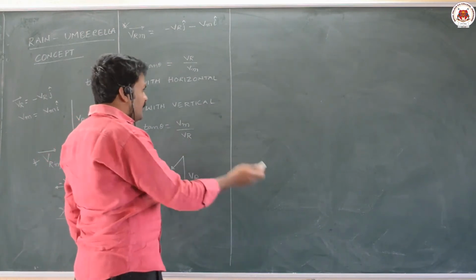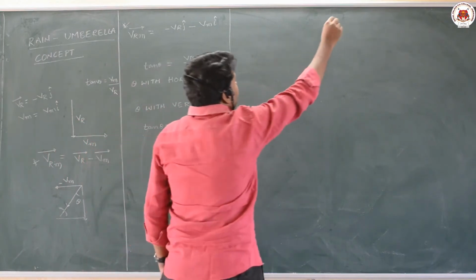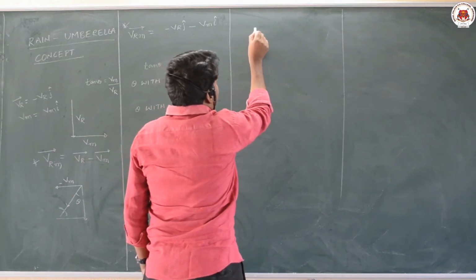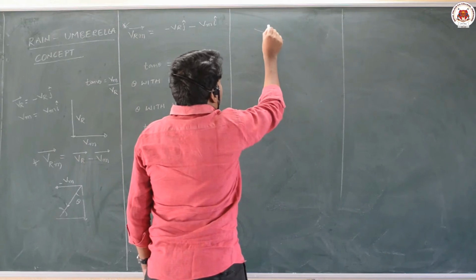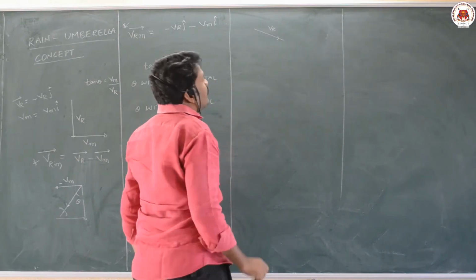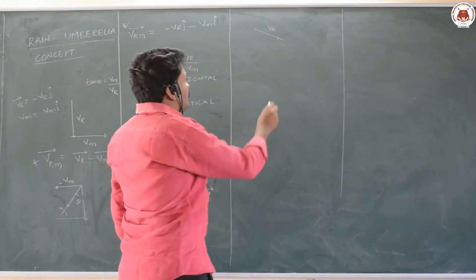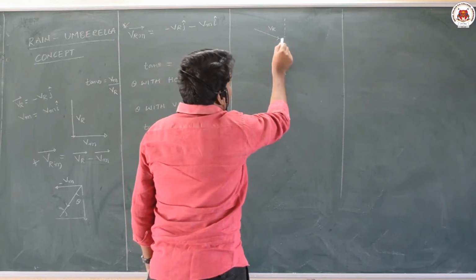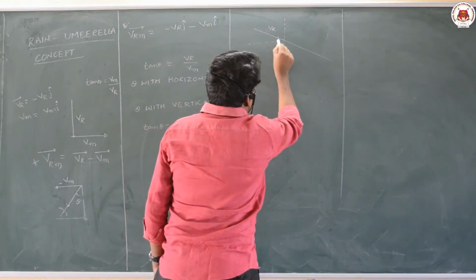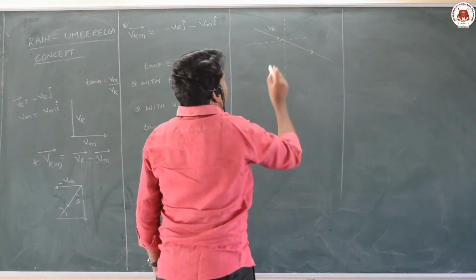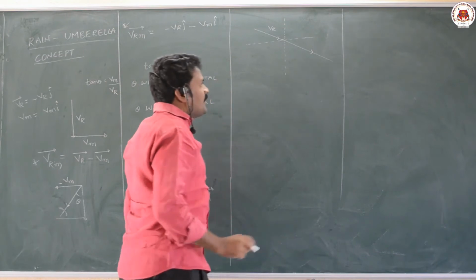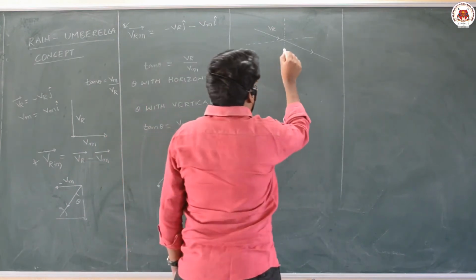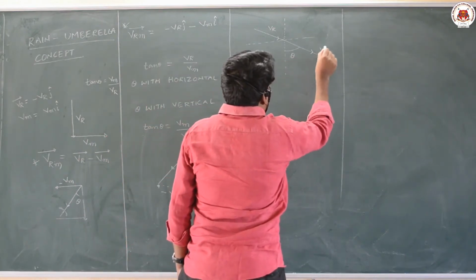So, if rain is falling vertically, you can take it like this. Suppose rain is falling at a certain angle. This is the vertical. If rain is falling like this, this is the horizontal. If rain is falling at an angle theta with the vertical, say 30 degrees or 35 degrees, this angle is theta. This is the velocity of rain.